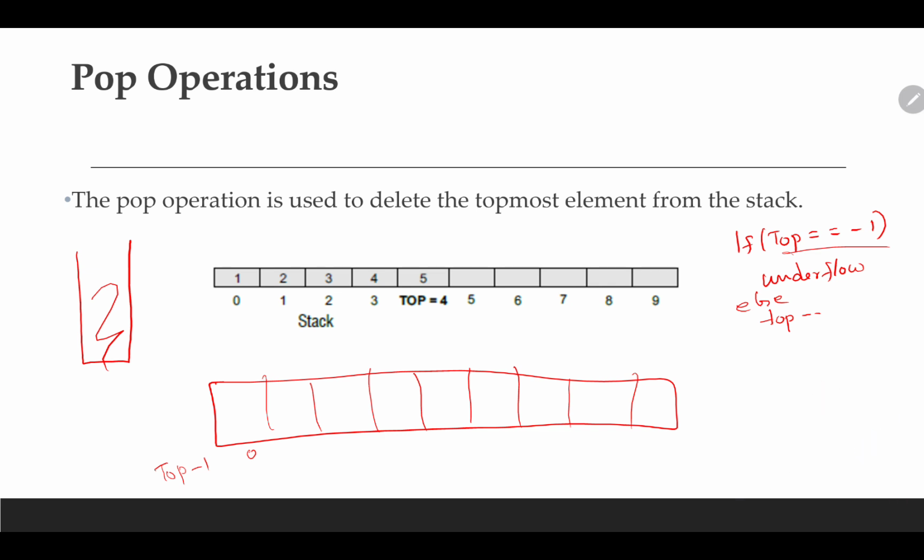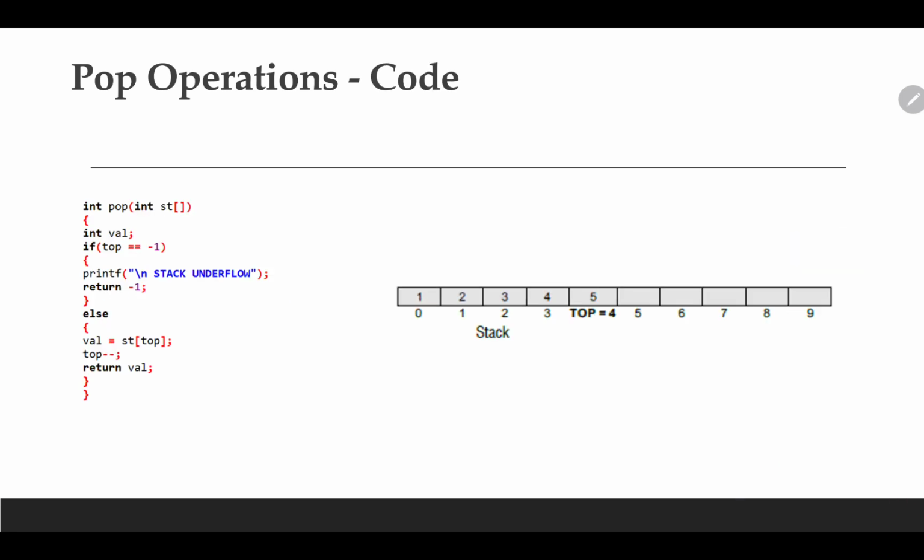So this is the code for the pop operation. We are passing one argument, that is int stack. Then we are declaring one pointer variable, and an int val. Then first we have to check the condition, top is equal to -1.